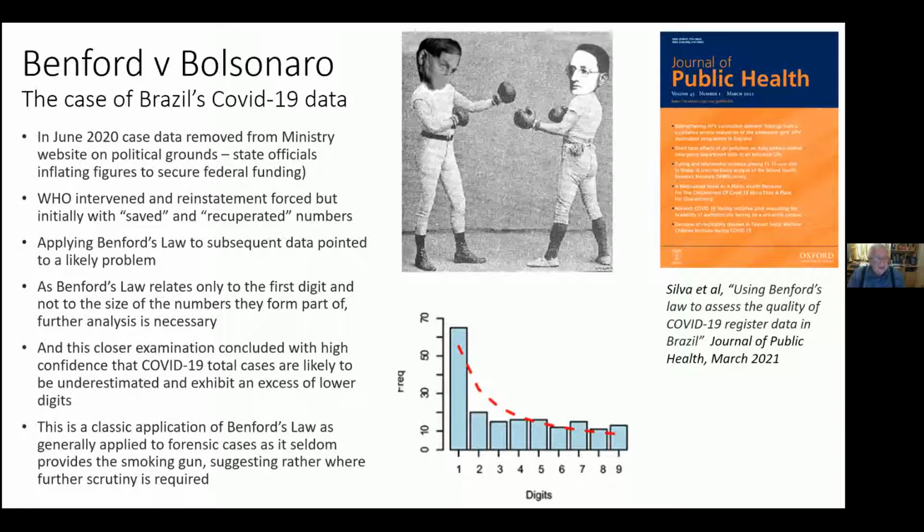But the numbers looked cooked, according to this particular group who analysed the data. They departed somewhat from Benford's law, and although it wasn't the smoking gun, it did provide sufficient evidence for them to look closer, and on more careful analysis of the data, they did find that the COVID-19 cases were seriously underestimated. And this is somehow a classic application of Benford's law as a forensic tool. It seldom does provide a smoking gun, but it does suggest where closer scrutiny is required.